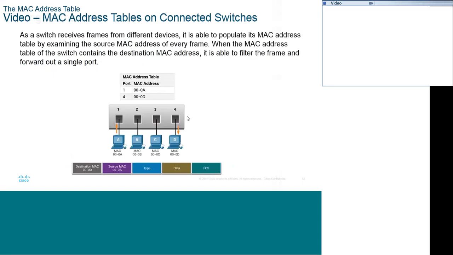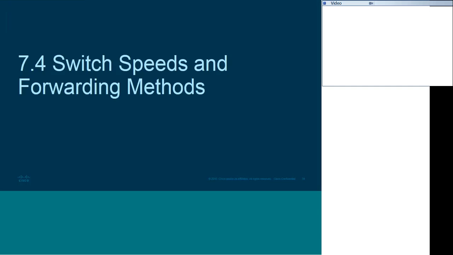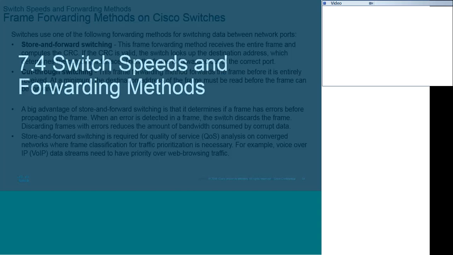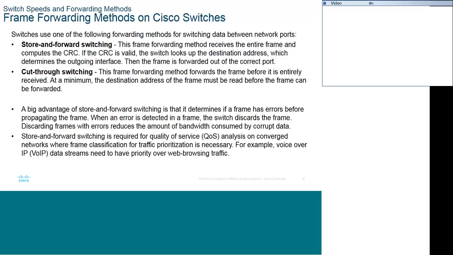Now we can see the switch speeds and forwarding methods. There are two kinds of forwarding methods on Cisco switches: store and forward, or cut through. These are the two options. Store and forward receives the entire frame and checks it before it sends. When there is no error, the frame is forwarded out of the port.